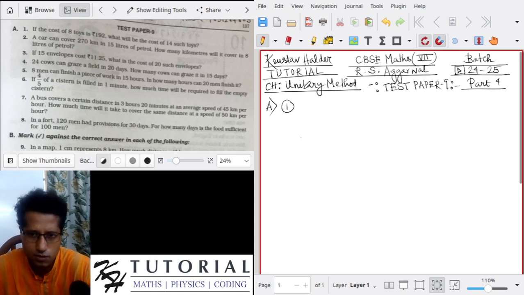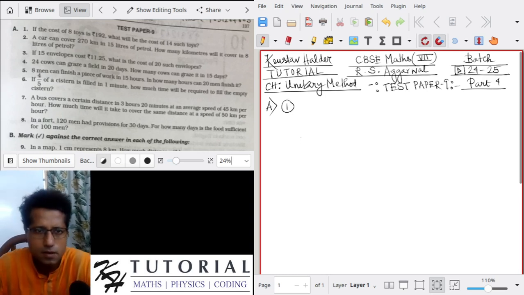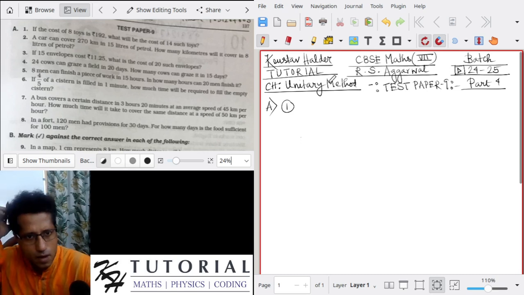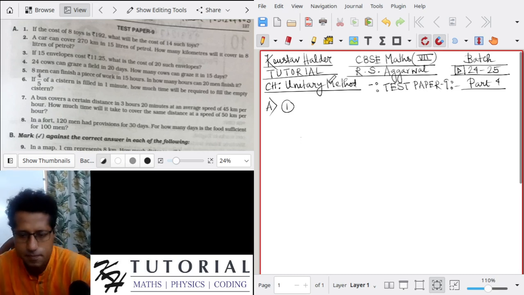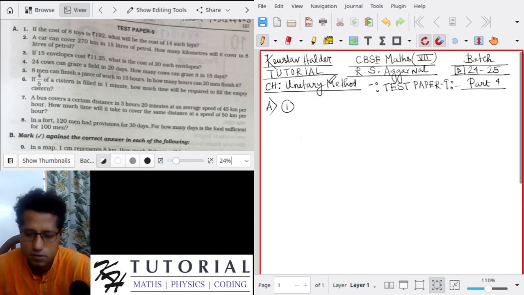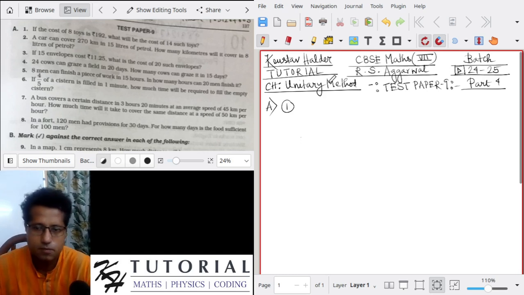of 14 such toys? So this is a pretty simple problem. So for all problems, I will identify the two quantities A and B, and based on the problem scenario, I will also identify how these two quantities A and B are varying, whether they are varying directly or they are varying inversely. Accordingly, I will apply the formula or the concept that the ratio, that is A by B, is constant, or their product is constant, that is AB is constant.